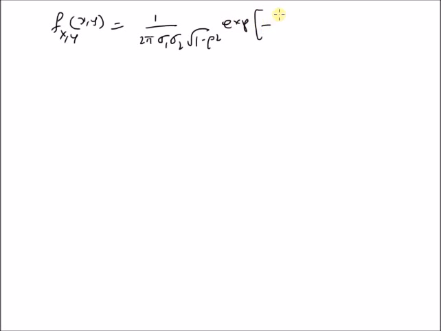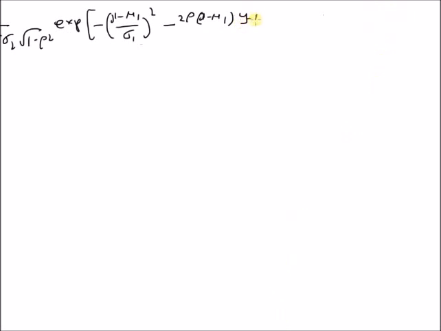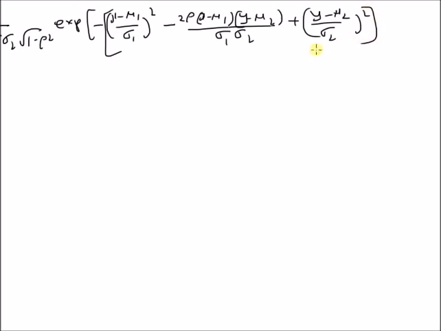Hello, the joint PDF of two random variables x and y, with correlation coefficient equal to rho, is given by f_{X,Y}(x, y) = 1 / (2 pi sigma 1 sigma 2 sqrt(1 minus rho square)) times exponential of minus [((x minus mu 1) / sigma 1) whole square minus 2 rho (x minus mu 1)(y minus mu 2) / (sigma 1 sigma 2) plus ((y minus mu 2) / sigma 2) whole square] divided by 2 times (1 minus rho square).